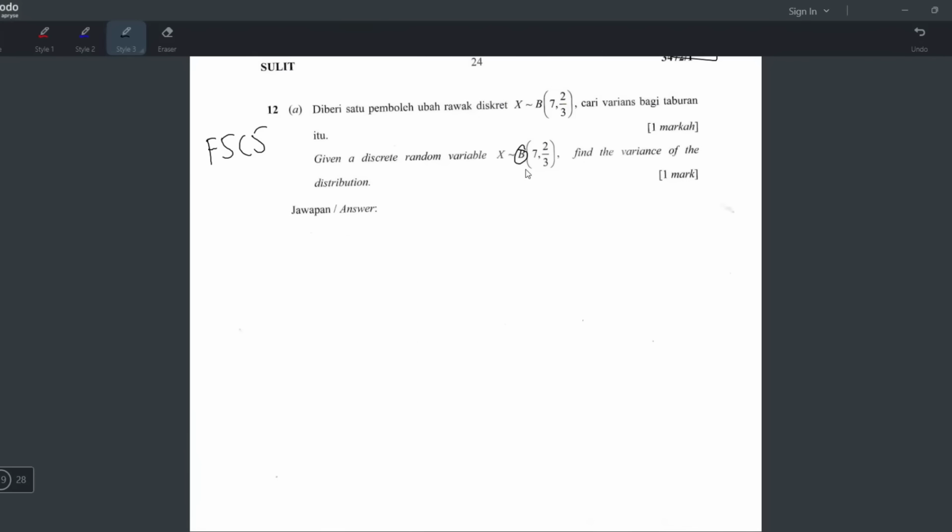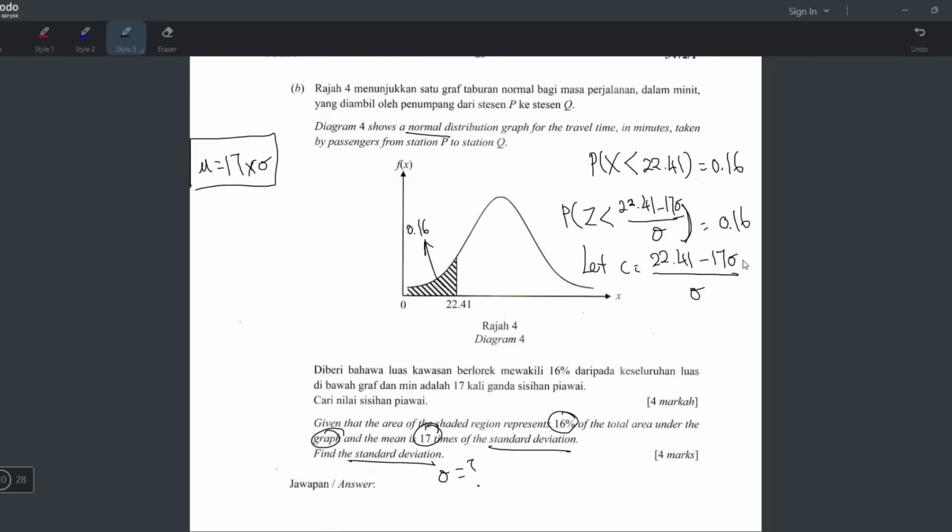So now what you can do is, okay, in this form we cannot solve it. And the way I teach, if you cannot do it inside, you will let C equal 22.41 minus 17 over the standard deviation, and then later find C. And you can find C because you already have the probability answer. And then after finding C, substitute back into this, then you can find the standard deviation. So that's the plan now.